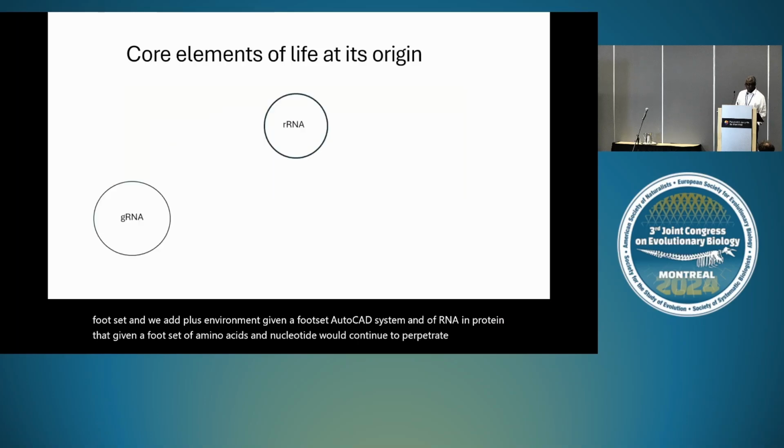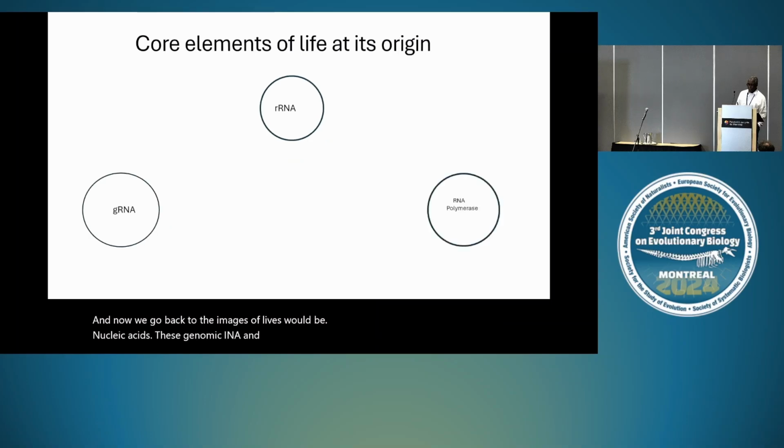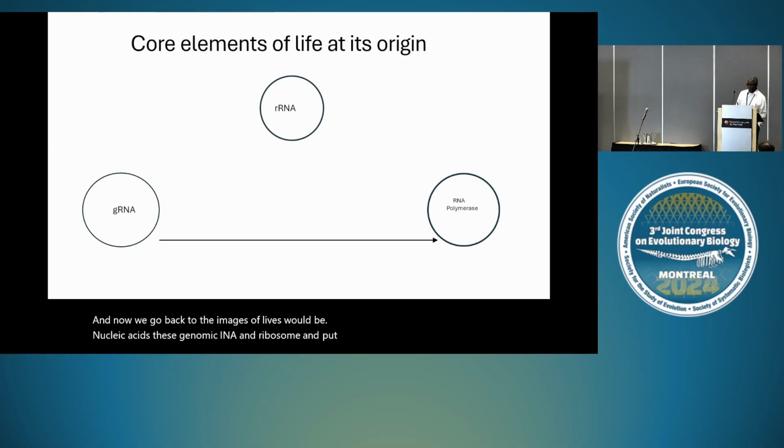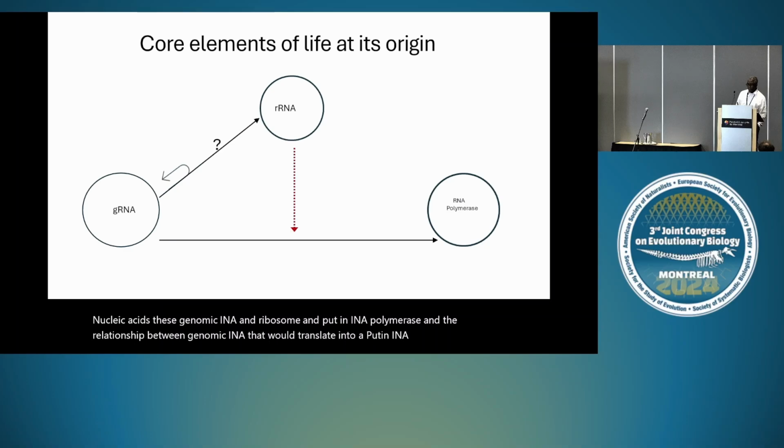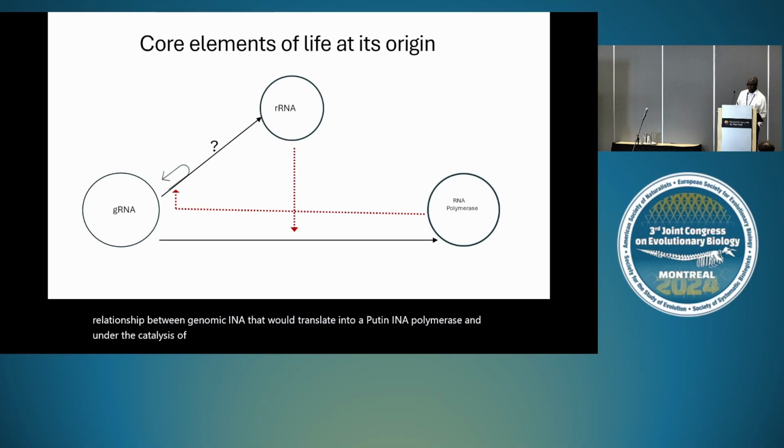And now we go back to the emergence of life, which would be nucleic acids, genomic RNA, and a ribosome, and a protein, RNA polymerase. The genomic RNA would be translated into a protein, RNA polymerase, under the catalysis of the ribosome, and that same protein, RNA polymerase, also gets involved in the synthesis of RNA.